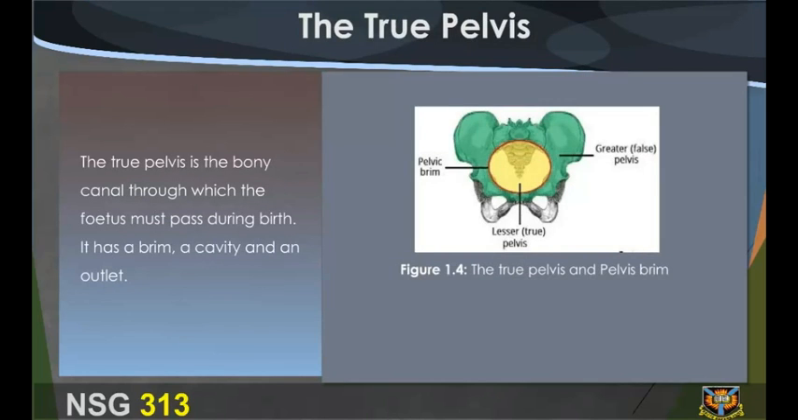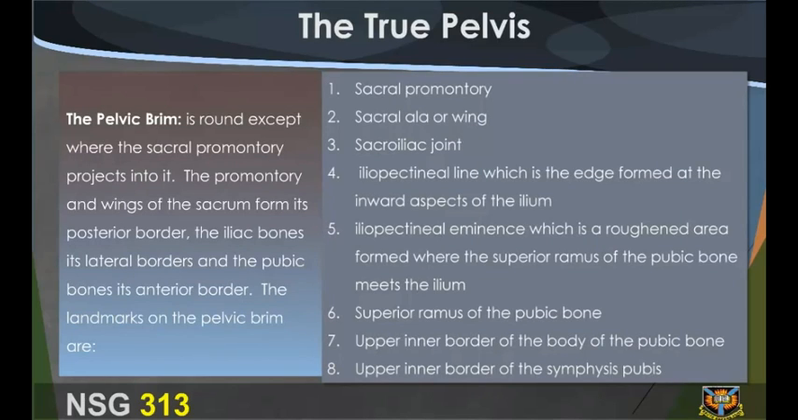The true pelvis is the bony canal through which the fetus must pass during birth. It has a brim, a cavity, and an outlet. The pelvic brim is round except where the sacral promontory projects into it. The promontory and wings of the sacrum form its posterior border, the iliac bones its lateral borders, and the pubic bones its anterior border.